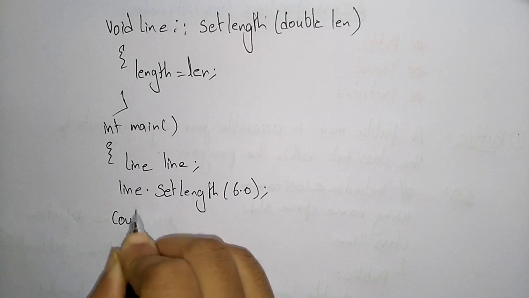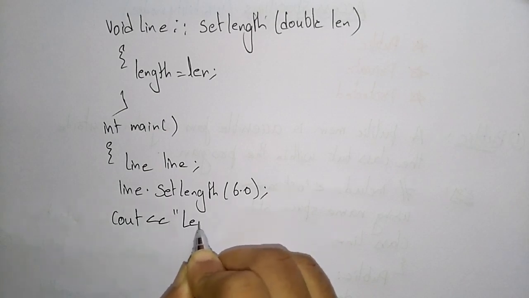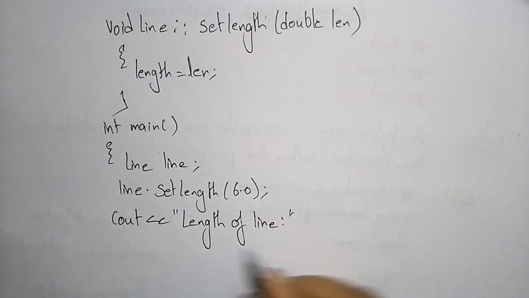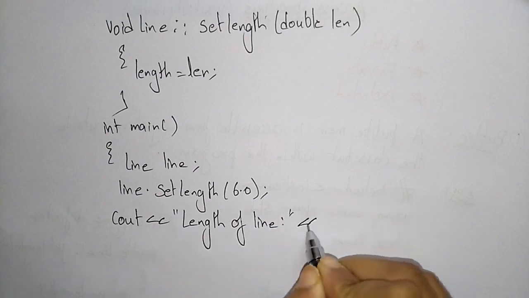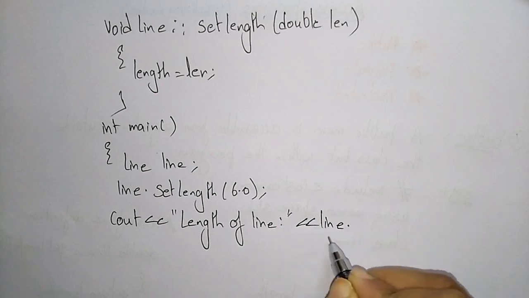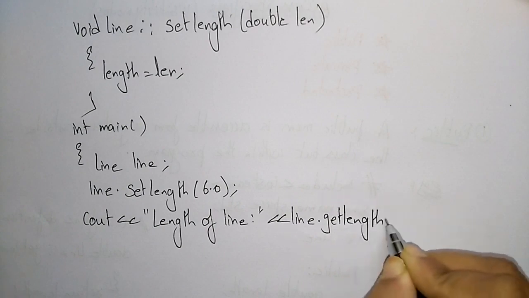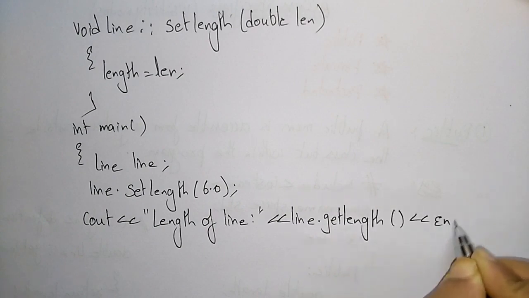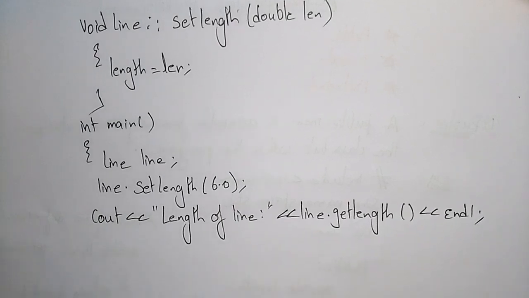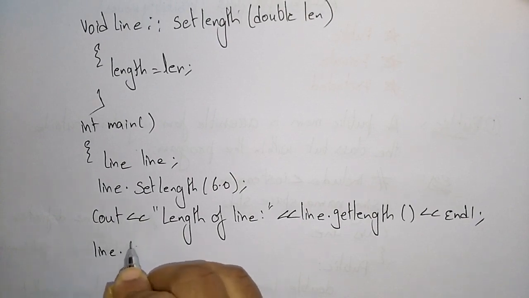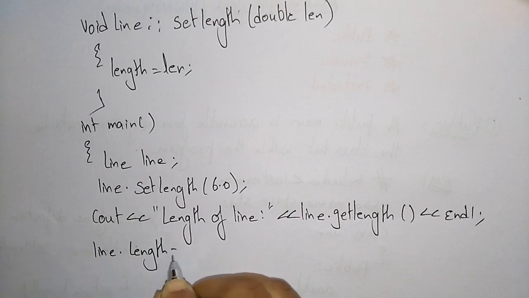Now print that value. So cout, length of line. So what will be the length of the line? That is line dot, line is the object, getLength, and endl. So now set line without member functions. Without member functions I am directly writing line dot length is equal to 10.0. Why have I written it like this?